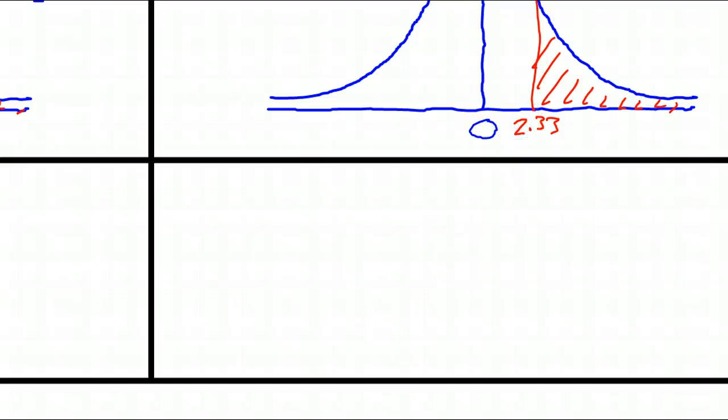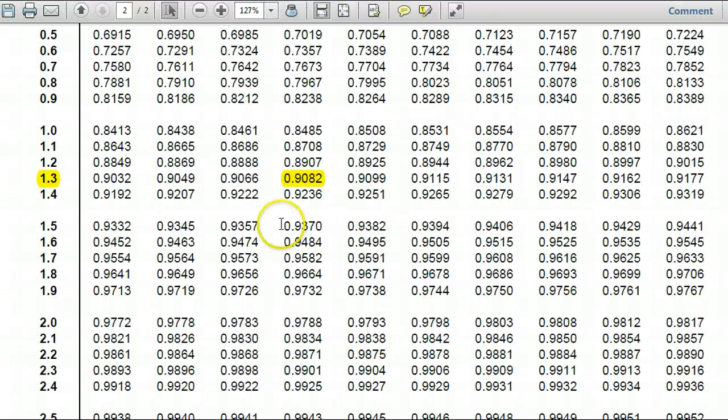Okay, now, oh, that's why. Alright, to the chart. Now, we're not doing 1.3 anything. We're doing 2.33. So here's 2.3, 2.30, 1, 2, 3 would be here. So that's 0.9901.